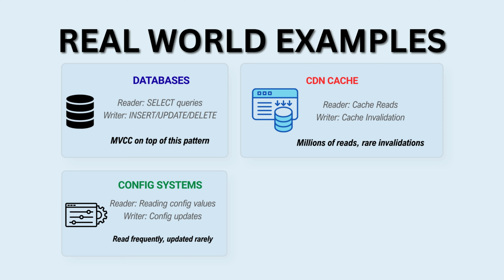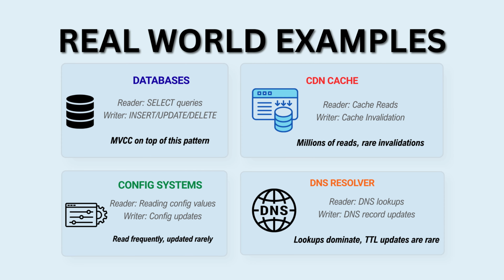Config system: services read config values constantly. Config updates are rare. You don't want a config read to block other reads. DNS resolver: DNS lookups dominate. DNS record updates from TTL expiry or manual changes are rare. You don't want a DNS lookup to block other reads.